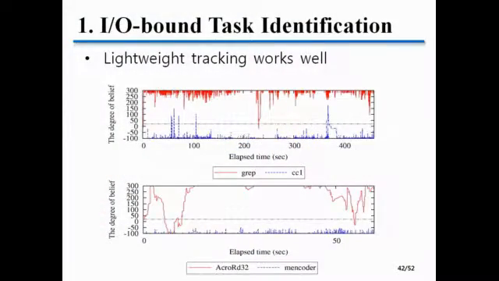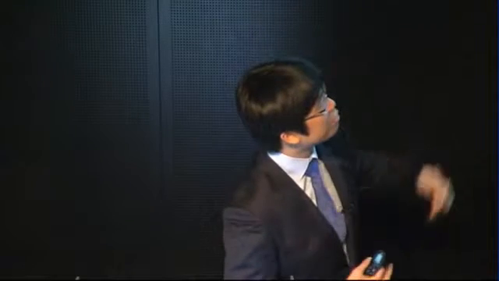So this graph shows how our lightweight tracking works well in the mixture of real applications. The top graph shows how the I/O bound grep task, shown as the red line, and the CPU bound compile task, shown as the blue line, are well distinguished by our scheme. And the bottom graph shows that in the Windows operating system, the GUI-based Acrobat reader is well classified from the CPU-intensive encoding task in this case. So this is how our lightweight and simple tracking techniques work well in real-world applications.